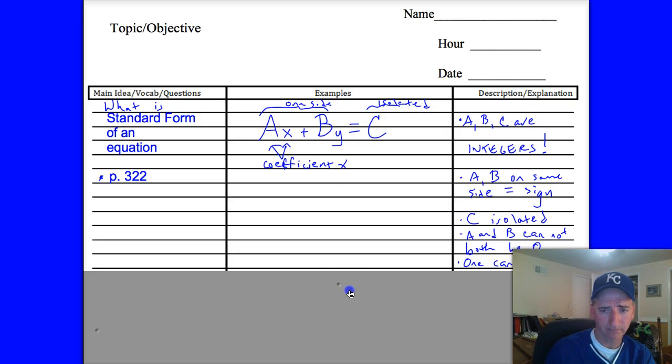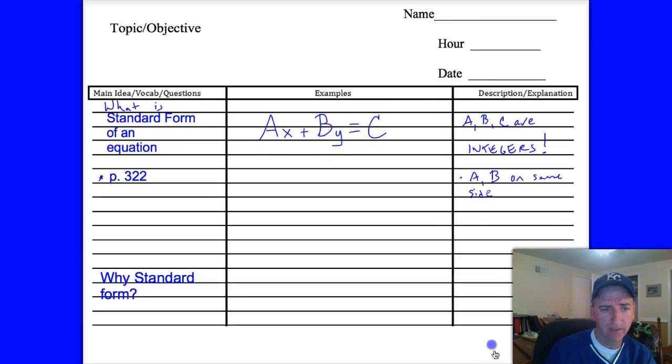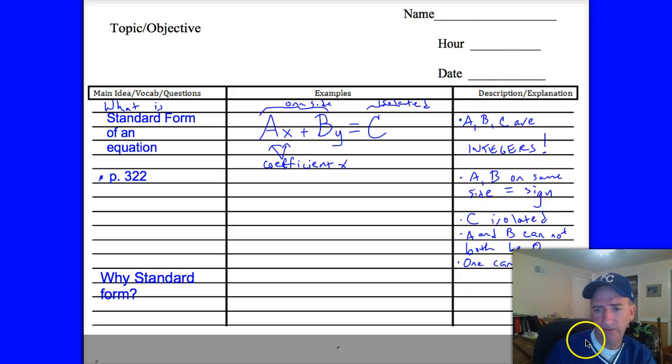So let's talk about why standard form matters. I think I'm going to start another video to get into that because I'm not going to have time here. So get all that information down. And when we come back, we will talk about why standard form is important to us, and we'll look at an example. So we'll be right back.